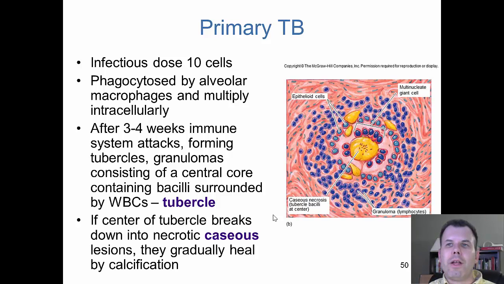Now, if one of these center tubercles breaks, it can cause necrotic caseous lesions, which gradually heal by calcification, and that also leads to these white scars that you'll see in the lungs as well. And that's another sign of TB.